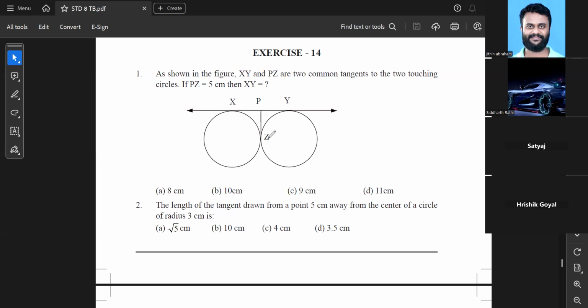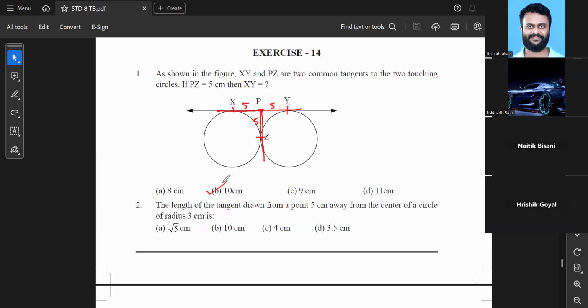Yeah, that also makes sense. Otherwise, in simple language, can you explain? Yeah, I'll explain. In simple language, this is a point from where two tangents are drawn. So how much ever is this length, the same will be this length. Similarly, this is a point from where two tangents are drawn. How much ever is this length, the same will be this length. You add both of them, you will get the answer.